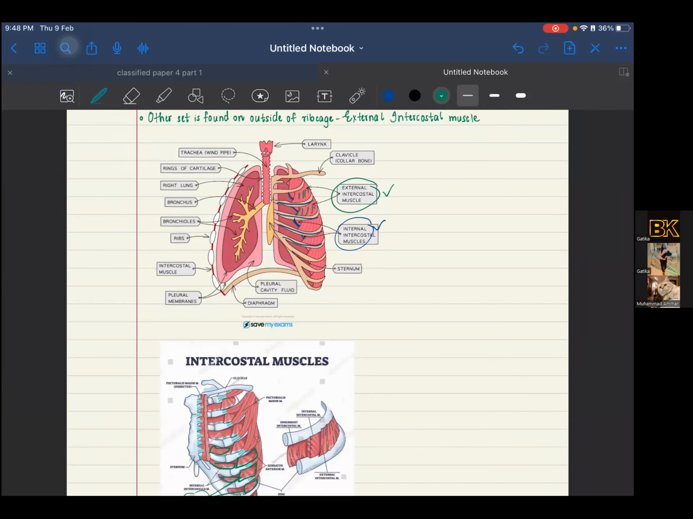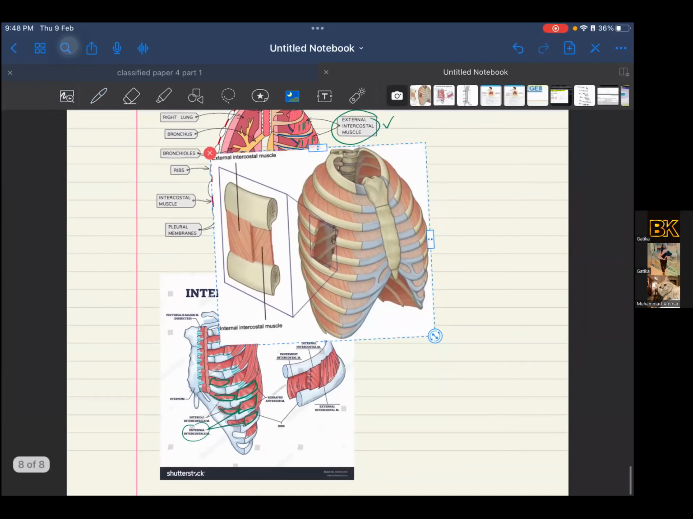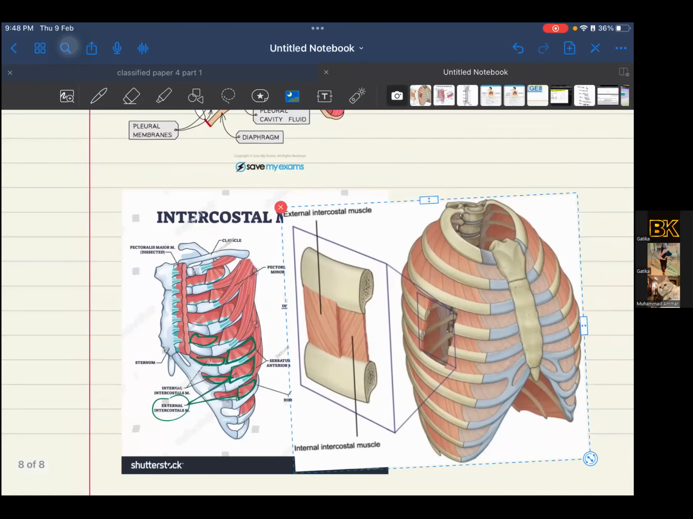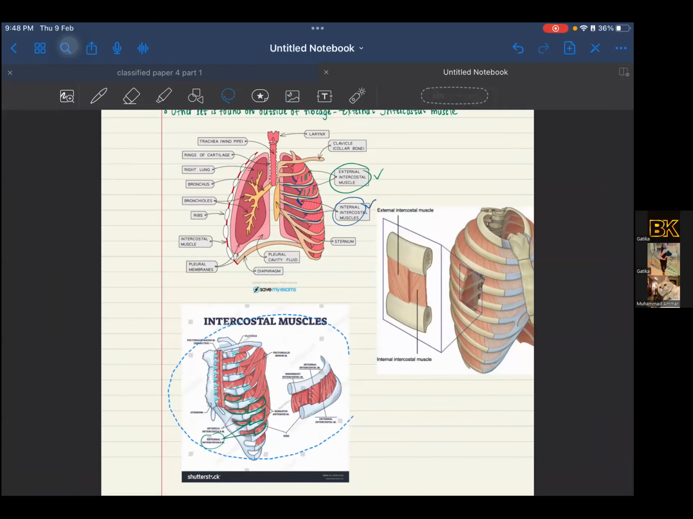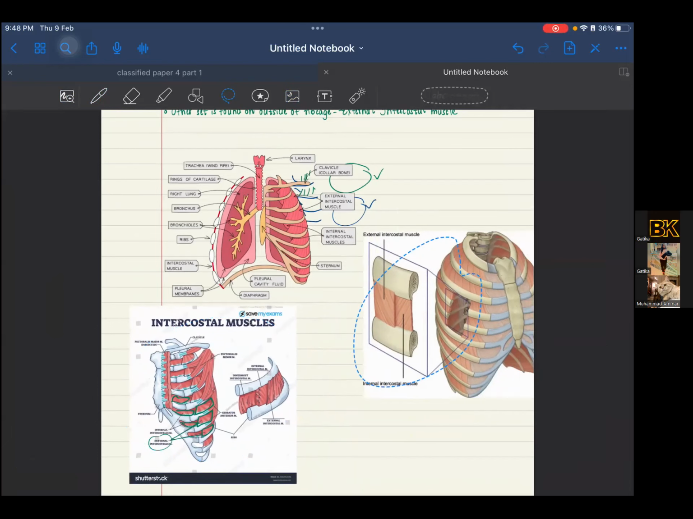There is this one more. This one is a good one, basically. Again, the same thing. You see this outer one, it's made like two layers or two flaps. The outside one is the external, the inside one is the internal.